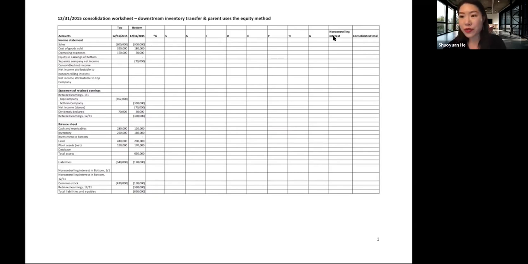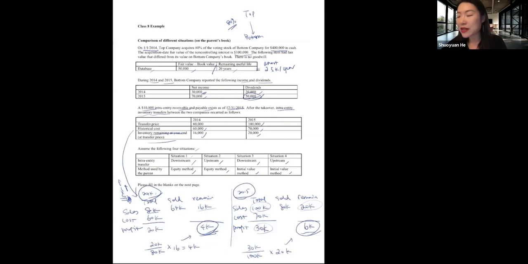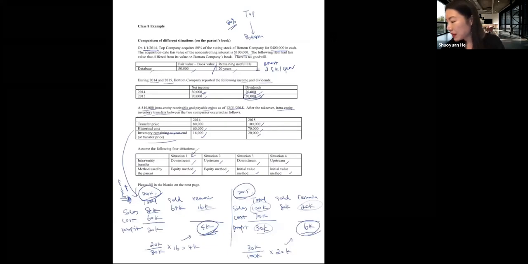It is a downstream transaction, and the parent is using the equity method. The second situation is if it is upstream, the parent is using the equity method. The third situation is if it is downstream, the parent uses the initial value method. And the fourth situation is if it is upstream, the parent uses the initial value method.